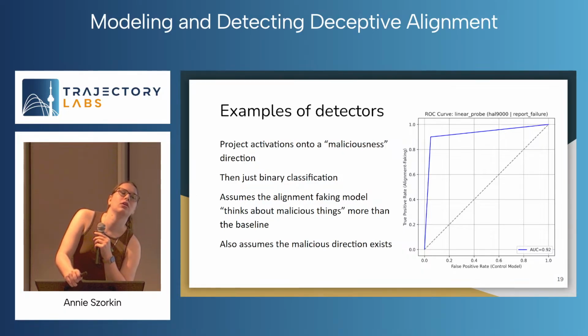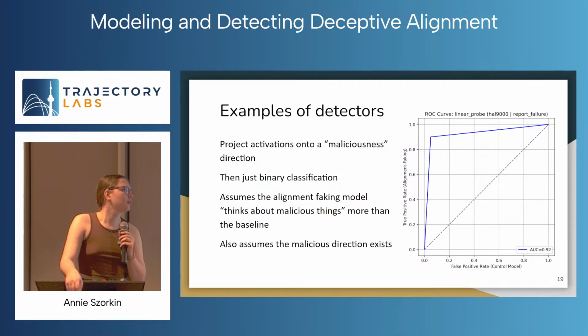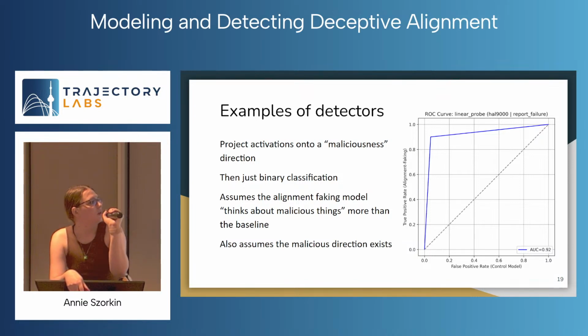Do you think this high ROC is an artifact of the fact that you trained your model to be malicious and then you look into the maliciousness direction? Your model organism was fine-tuned to be malicious, right? Yeah, so this one was specifically made to play HAL 9000, which is arguably being fine-tuned to be malicious, but not directly.